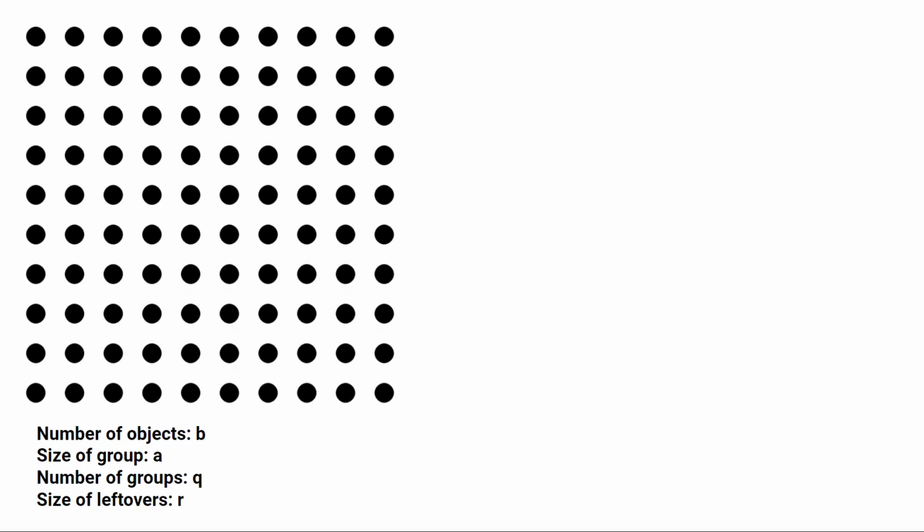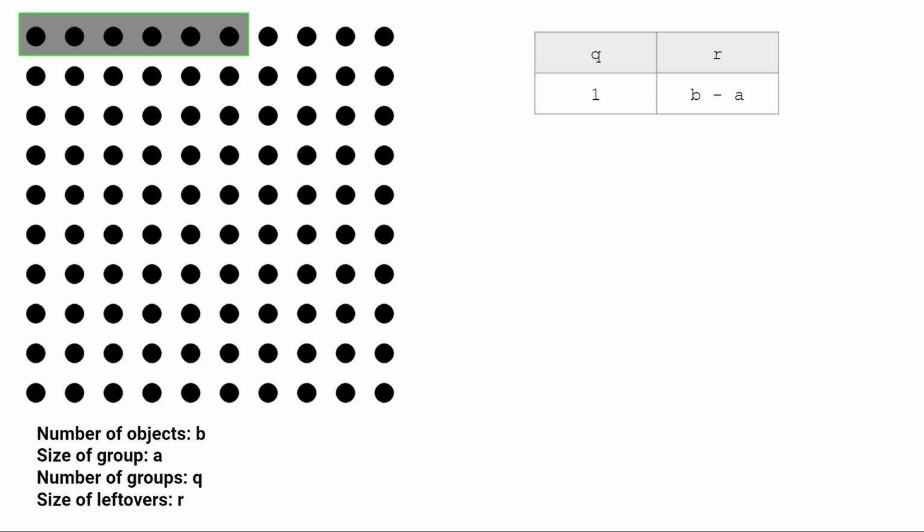Let Q be the number of groups and R the number of things that are left unpackaged. We're going to start a process with Q equal to 1. This packages up A of the items, but there are a lot left over. In fact, there are B minus A of the items left over. So we're going to increment Q up to 2, which leaves B minus 2A left over.